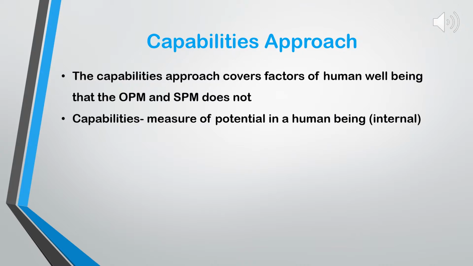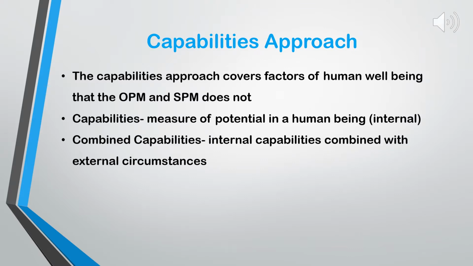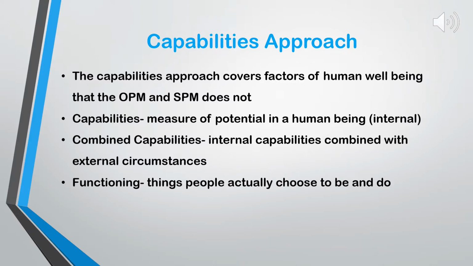Capability is a measure of potential in a human being. A person's capabilities can be internal, like aptitude for a certain subject or impressive memorization skills. Combined capabilities are internal capabilities along with external circumstances that are conducive to a function. A person's functionings, on the other hand, are things they actually choose to be and do.